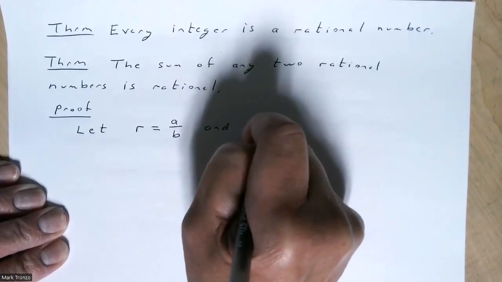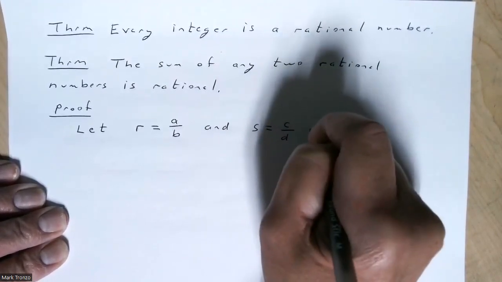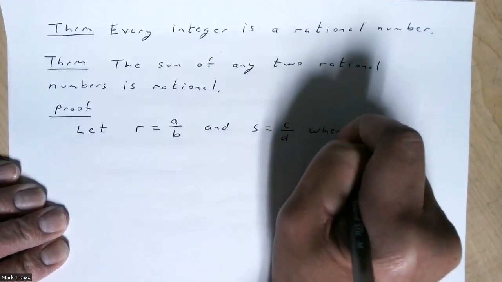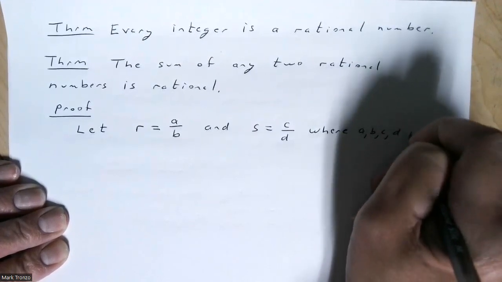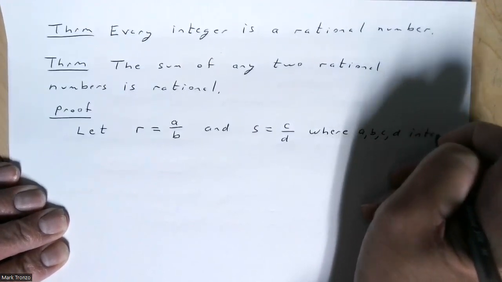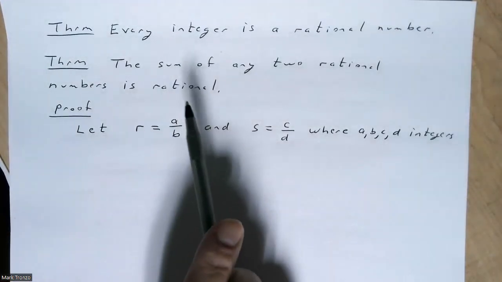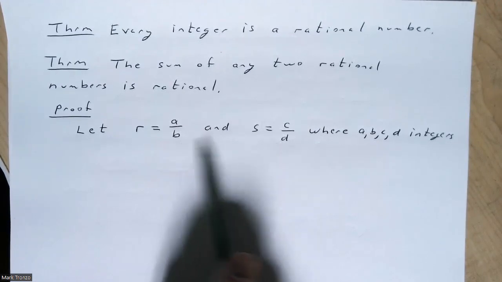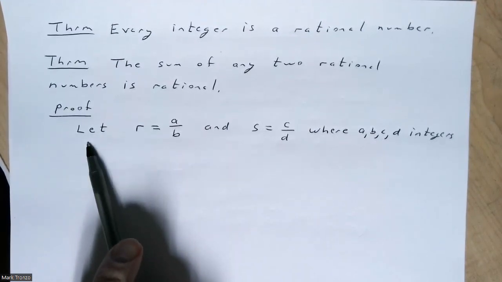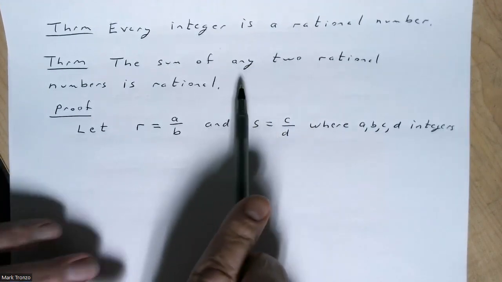And S equal C over D, where A, B, C, D are integers. So again, we're trying to prove that the sum of any two rational numbers is rational. So we have to start with two rational numbers. Again, we always start with let, and then say what you're going to be starting with.